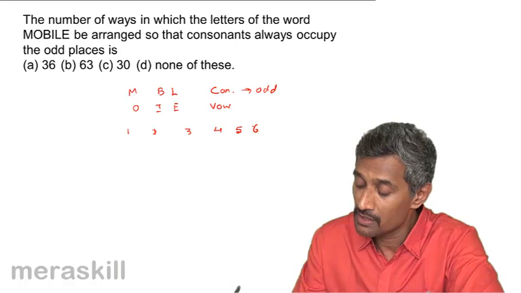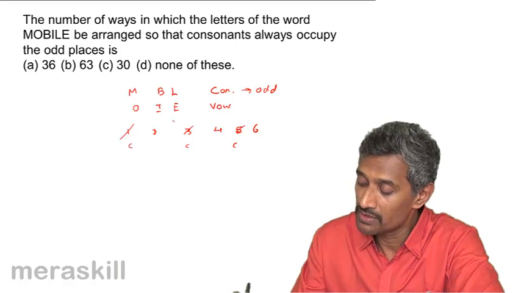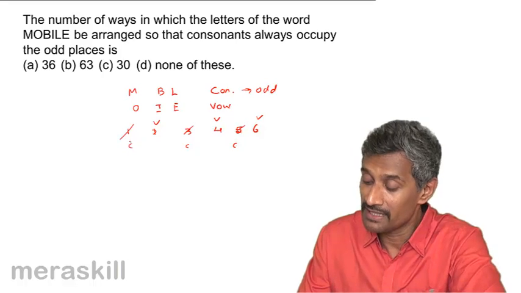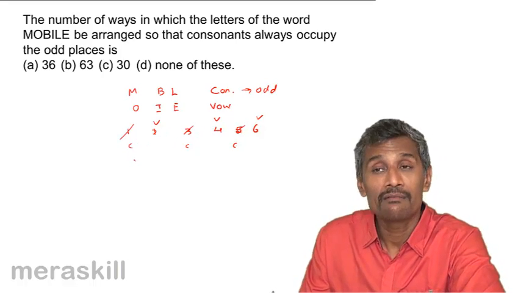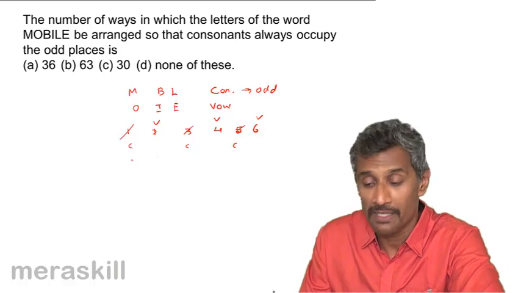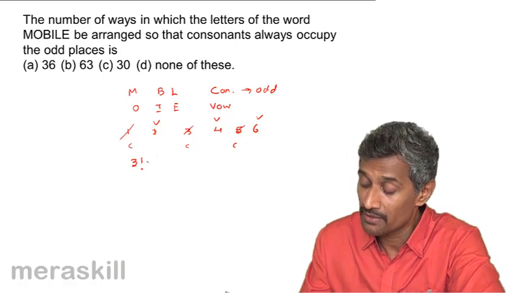So the consonants are going to occupy this, this and this. This is going to be for consonants and these are for vowels. So the consonants can occupy these 3 places, 1, 3 and 5, 3 consonants and 3 places. So it's going to be 3 factorial.